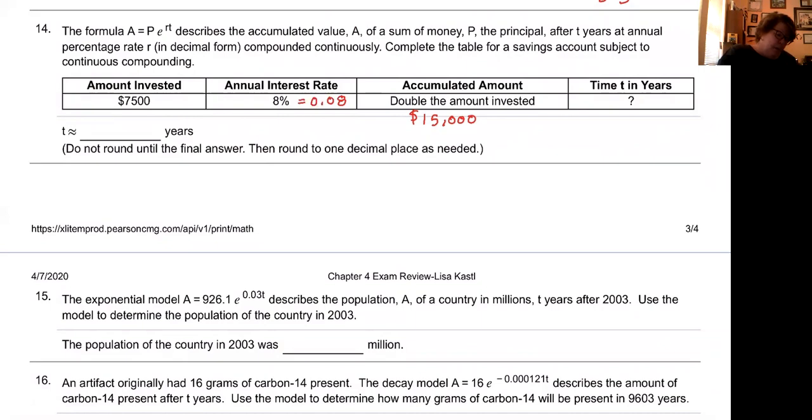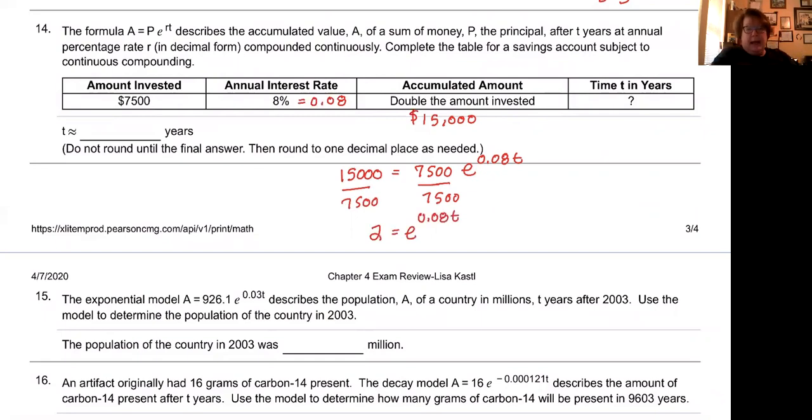So what do I have? 15,000 equals 7,500 e to the 0.08t. All right, this is an exponential equation, so I need to isolate the exponent to be able to solve it. So I need to get rid of the 7,500. I'm going to do that by dividing both sides by 7,500. So I get 2 equals e to the 0.08t. Now I'm going to take the natural log of both sides.